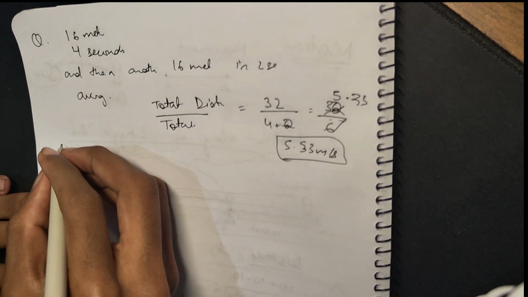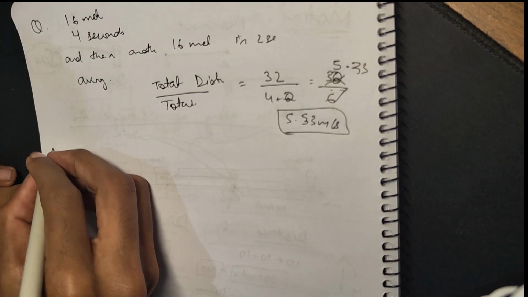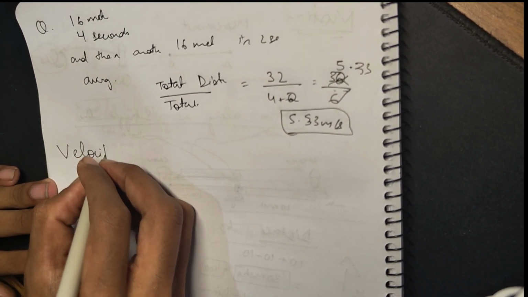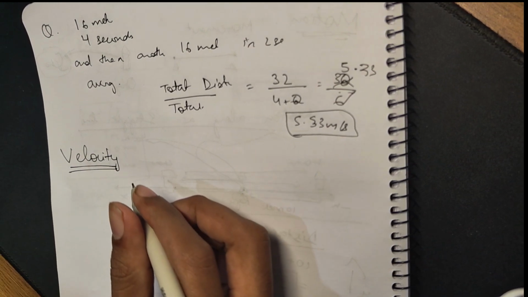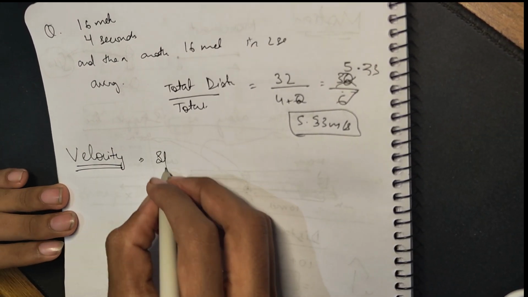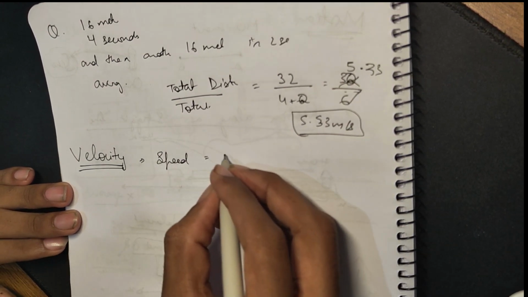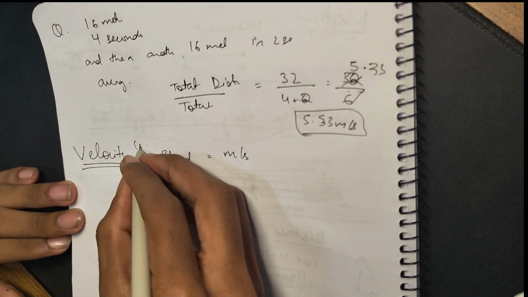Now we spoke about terms like velocity. Let's take a closer look at velocity. Velocity is basically speed, right? They have similar units, no? Meter per second. Velocity also has meter per second.